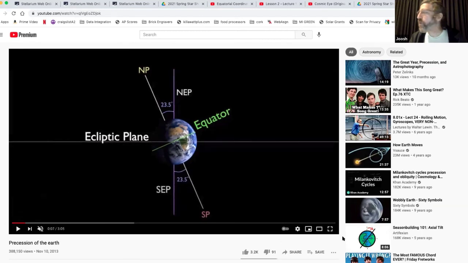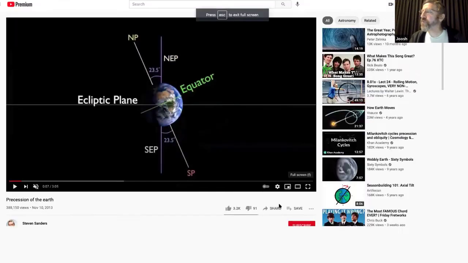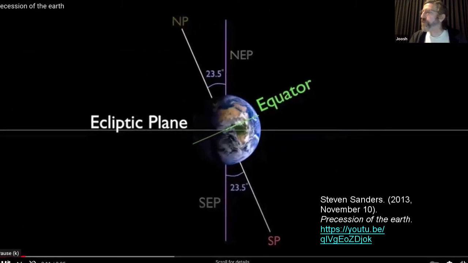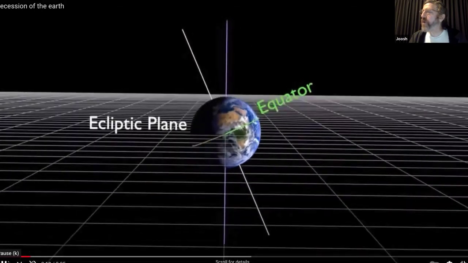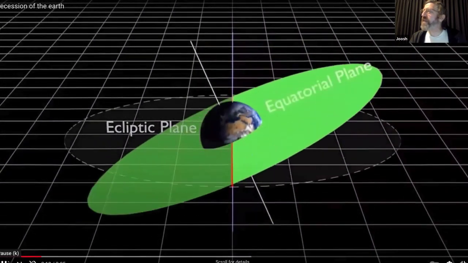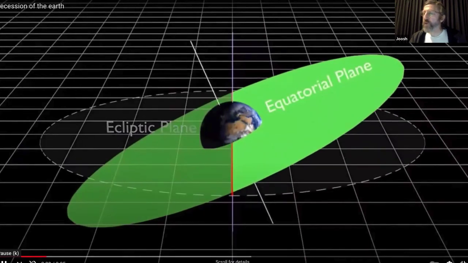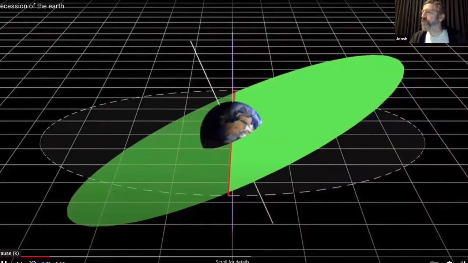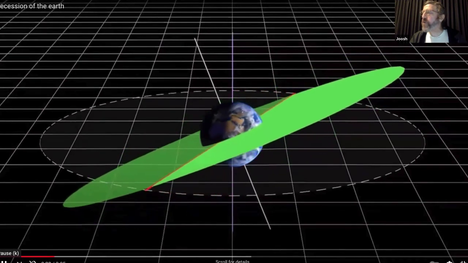Now, I'm going to go full screen so you guys can see this. This is a really, truly amazing thing. Now, this thing is going to project out so we can get a better view of this. And so there's the ecliptic plane. They're literally showing it as a plane there. And there's the equatorial plane. So this is what I mean by projecting out the equator of the Earth out into space. Now, if you do that, you can see both of these planes, now here's what's going on.